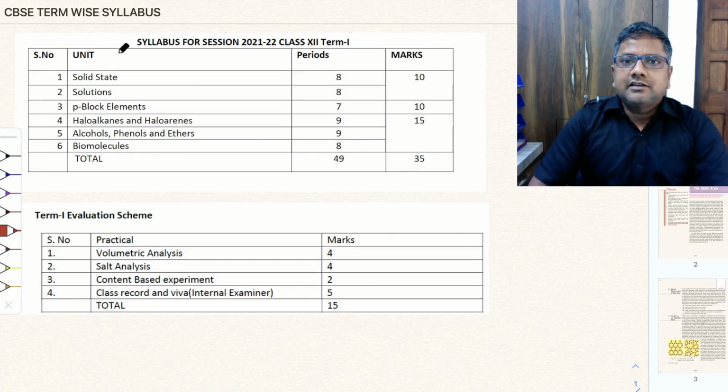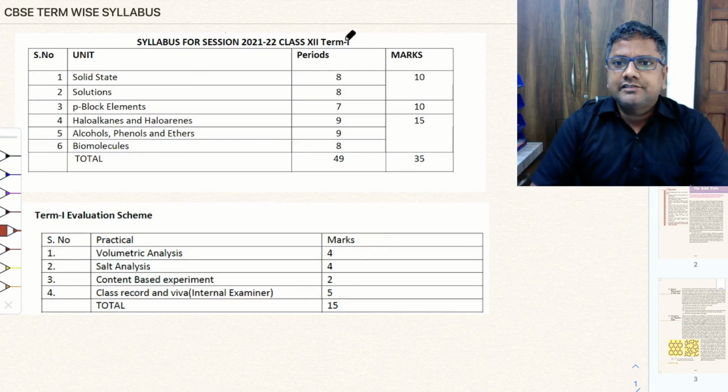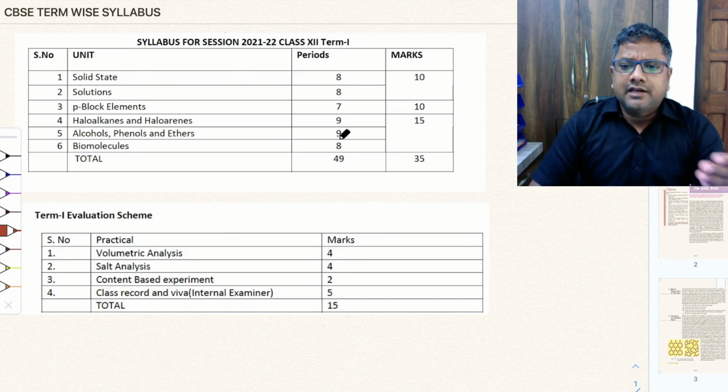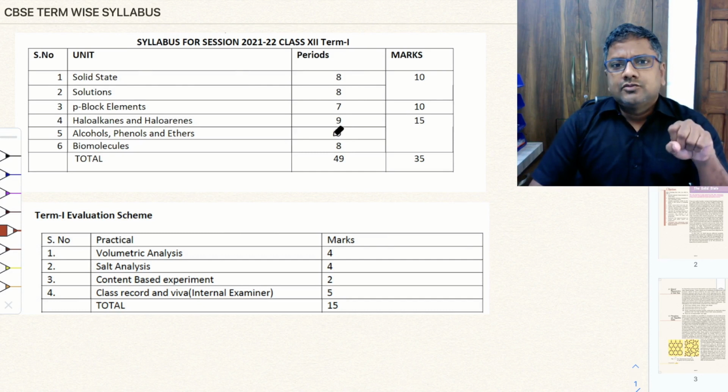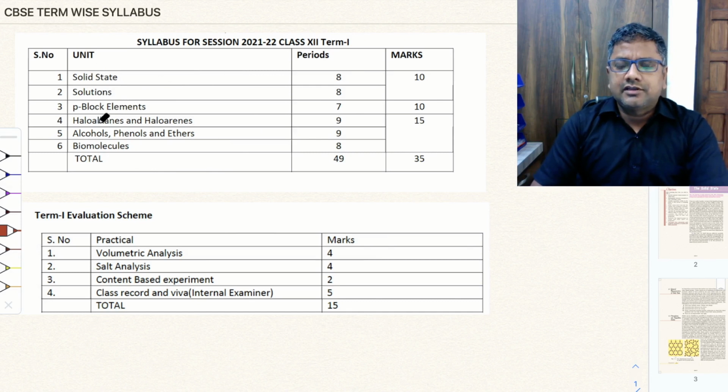See, this is the term 1 syllabus, right? CBSE has planned to conduct this exam either in online or offline mode, objective or subjective, whatever the situation allows. So in term 1 they have included these chapters of your syllabus: solid state, and these are the marks distribution.